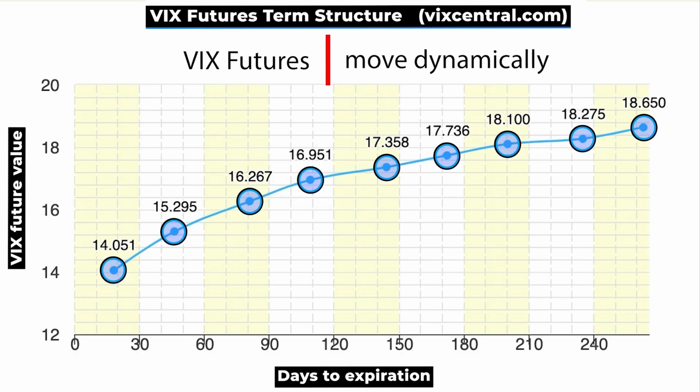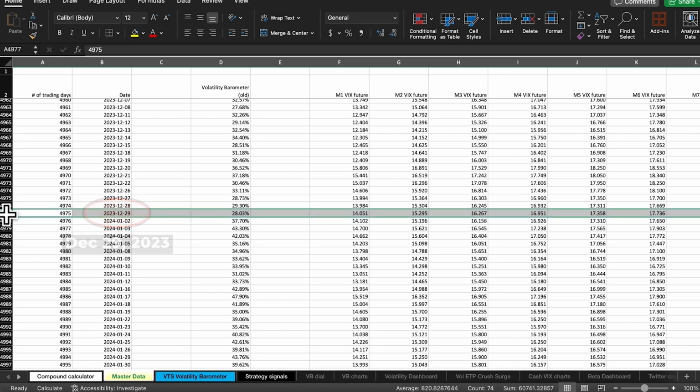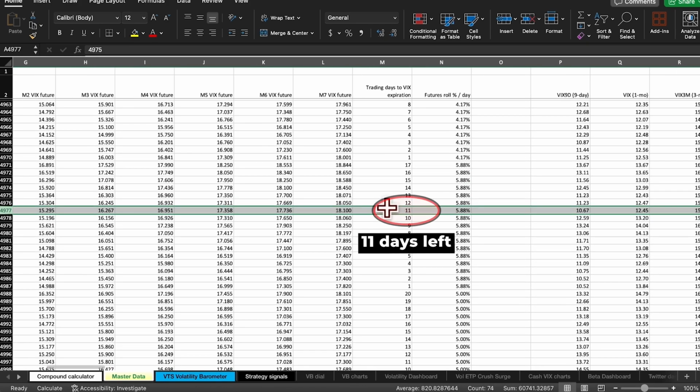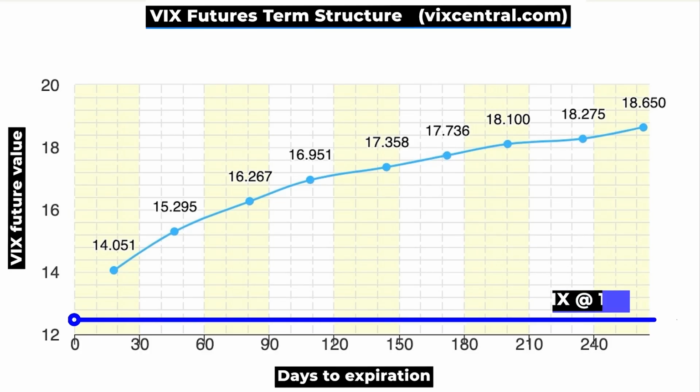But the next layer to this system is that these are not static. Of course, time is always moving forward. So if I go into my spreadsheet here where I track all this stuff, and we find that December 29th date, as we scroll over, we can see that right now there is 11 days left to expiration. Now, also importantly, we can see over here the VIX index on that day was 12.45. So now we'll mark the VIX index on here as well at a price of 12.45.